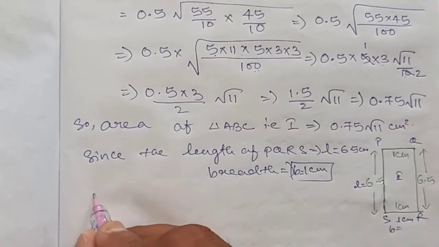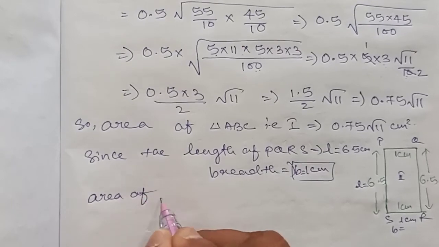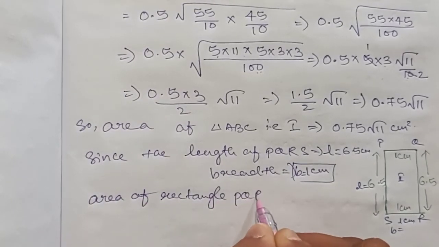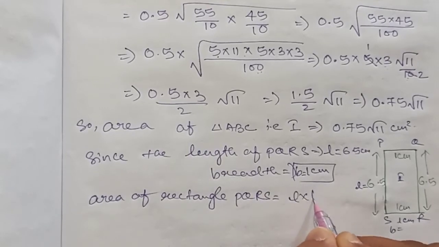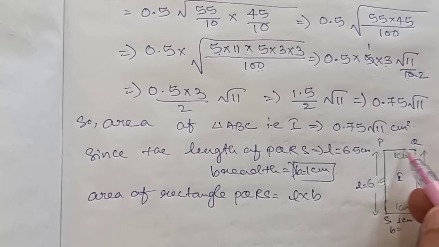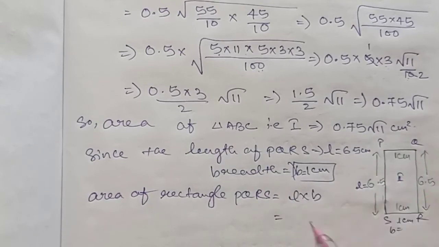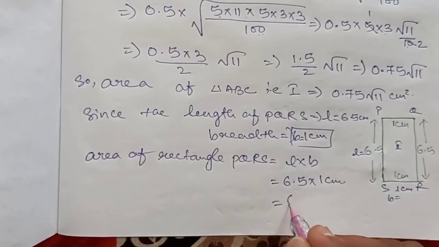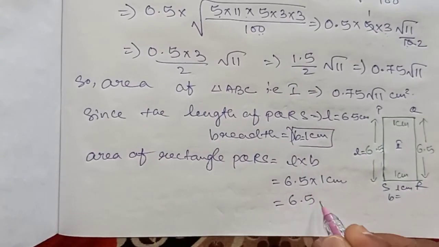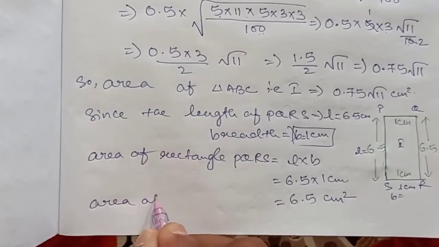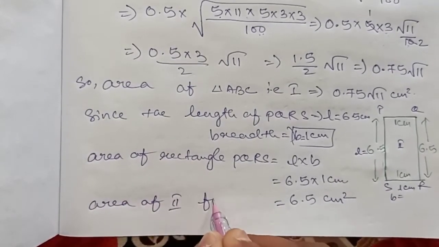So the area of rectangle PQRS is L into B. Okay, so the area of any rectangle is L into B, that means 6.5 into 1 centimeter. We will get 6.5 into 1 is 6.5 centimeter square. This is the area of the second figure.